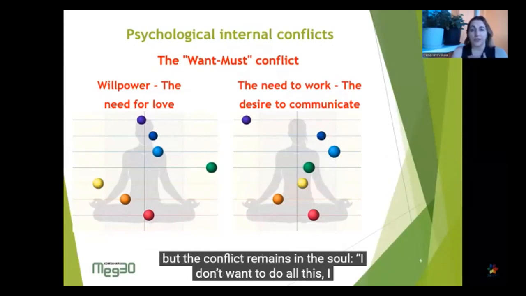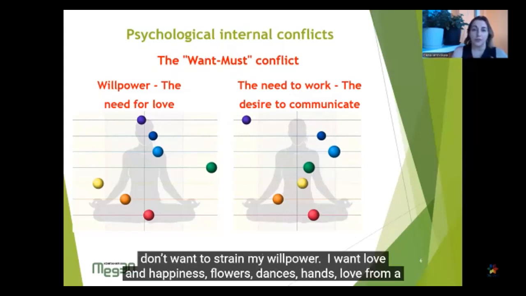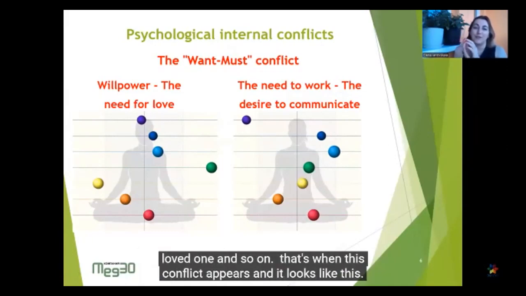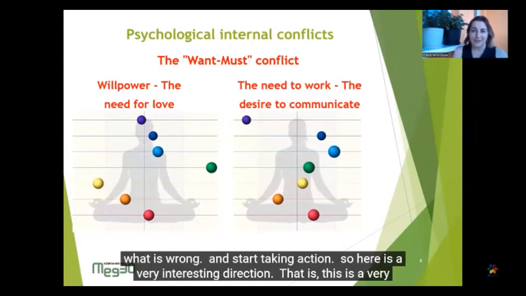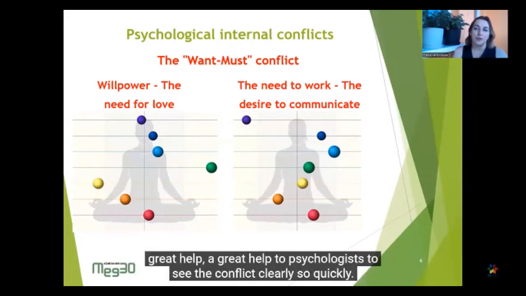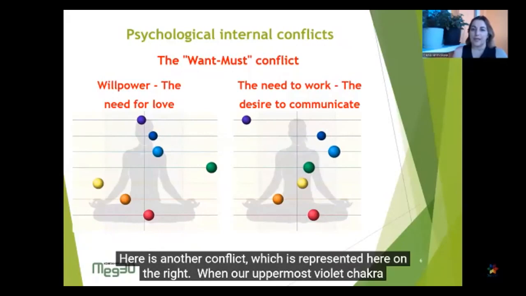But the conflict remains inside, in the soul. I don't want to do all of this. I don't want to strain my willpower to use it. I want love and happiness, there's a lack of it. Flowers, dances, hugs, love from others, and so on. That's when this conflict appears, and it looks like this. Sometimes it's enough to see the conflict in order to understand what is actually wrong, and then start taking action. So this is a very interesting direction, a great help to psychologists to see the conflict so clearly and quickly with the use of the Biowell.